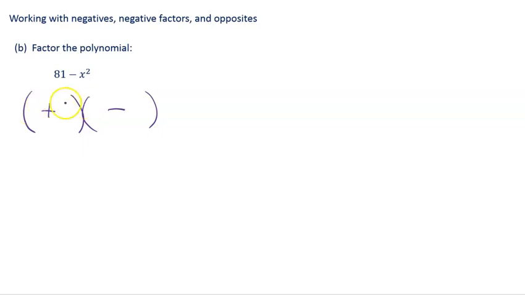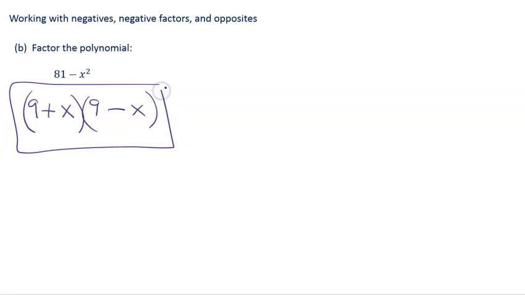What goes in the first position of both of these binomial factors is the square root of the first value. So the square root of 81 is 9. That goes in the first spot. The square root of x squared, since it's in the second position of your binomial, goes in the second position of your factored binomial. So x. And there you go. That is completely factored. Okay? But there's another way.